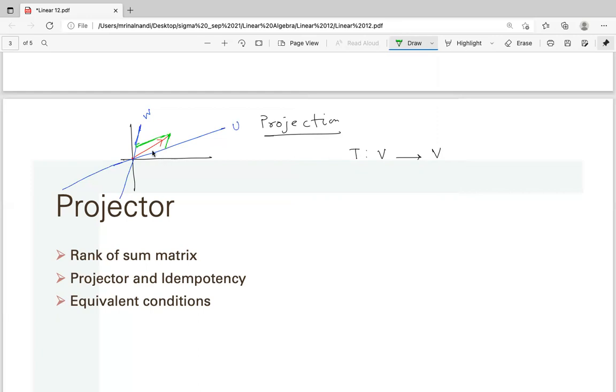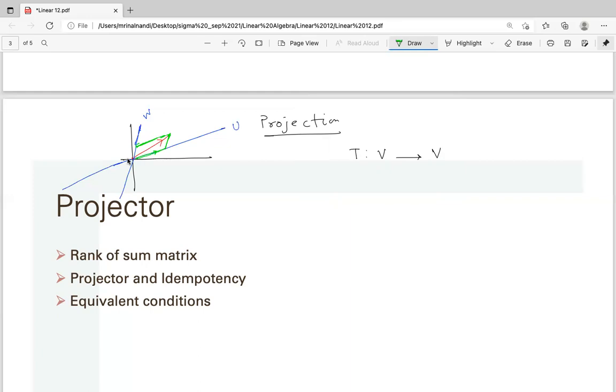Parallel. So this part here to here is a projection of this red vector on U along W. Along W is important. If W is different, then the projection on U along W is different, because the red vector is the sum of this projection plus another vector which is parallel to W, which is in the space W.